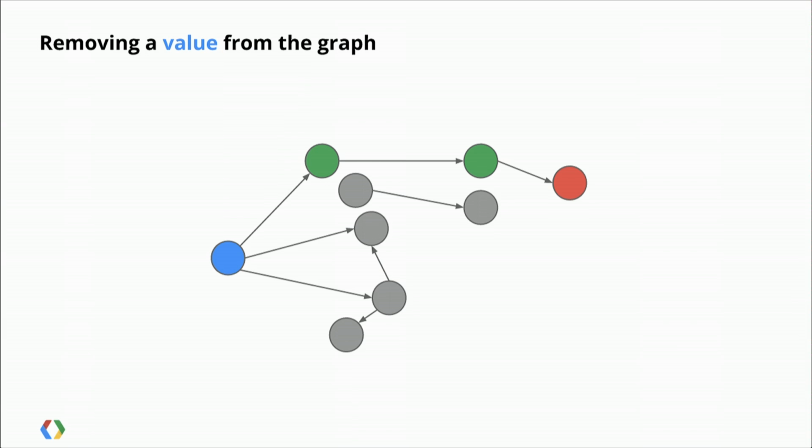So again, this is a fairly basic operation, but it's important to understand exactly how you can remove a value from the graph. So if we want to remove the red value from the graph, we could cut this edge right here from the root node to the first green node, and then the red value is garbage. If we cut this edge, it's also garbage, or we can cut this edge. Any of those three edges cut would make the red node garbage.